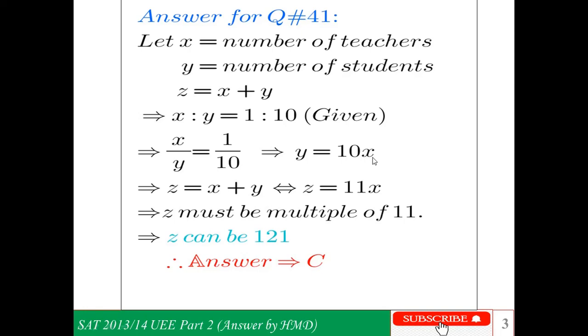If the number of teachers is 11, what's going to be the number of students? The number of students is going to be 10 times the number of teachers, right? So 10 times 11 is going to be 110. If you sum up 110 plus 11, it is going to be 121. You see? So the answer is going to be C.